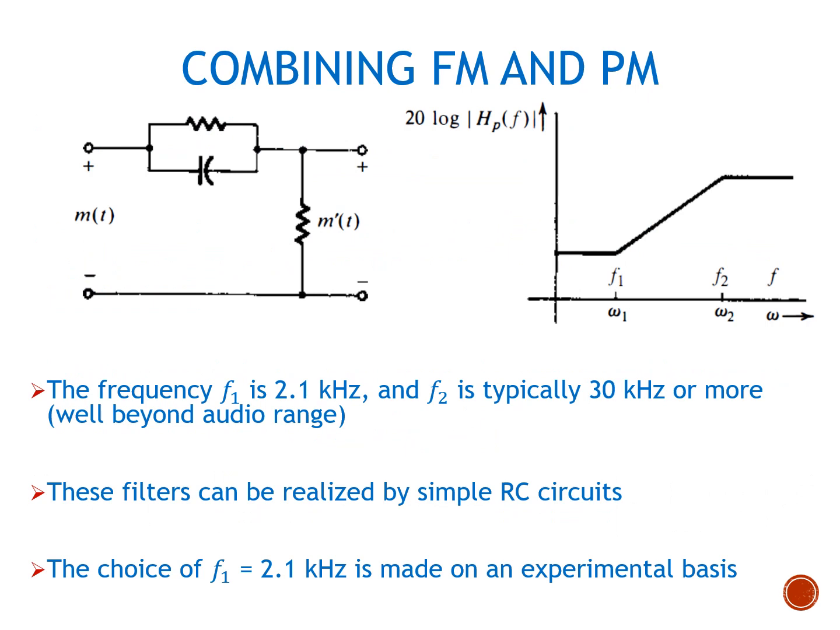This circuit is a commonly used pre-emphasis circuit. It has a resistor in parallel with a capacitor at the input, followed by another resistor. The transfer function of this circuit looks like this. The frequency f1, which is here, is around 2.1 kilohertz, and f2 is typically 30 kilohertz or more, well beyond the audio range. These filters can be realized by simple RC circuits, as you can see here. The choice of f1, that is 2.1 kilohertz, is purely an experimental choice. Through experiments it has been observed that this gives the best results.